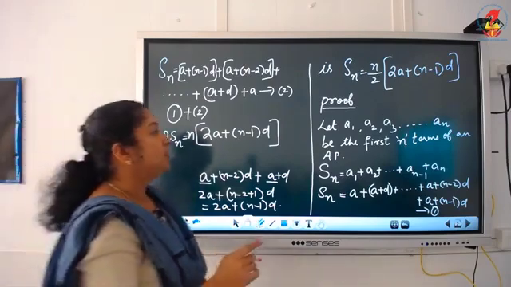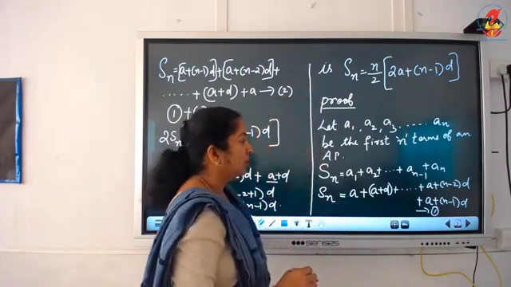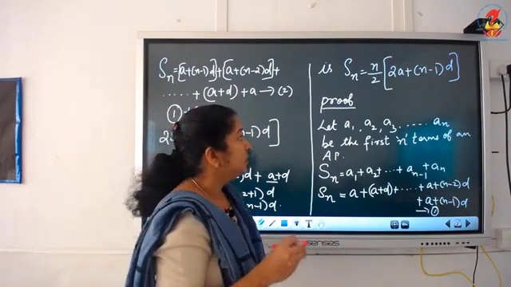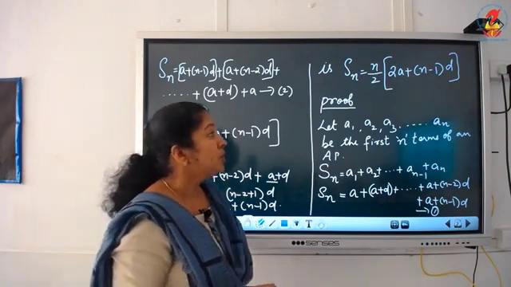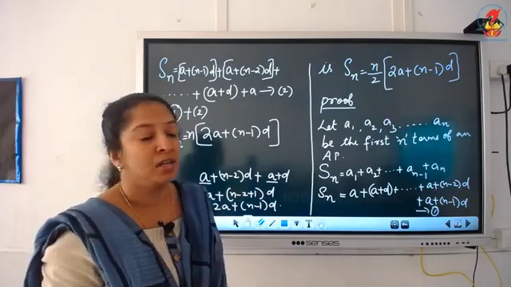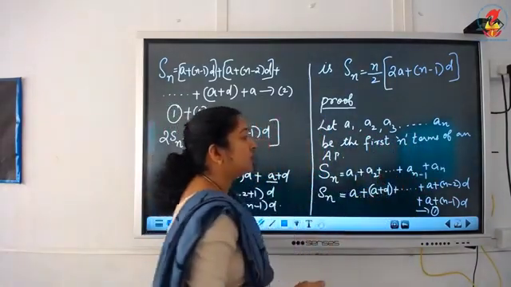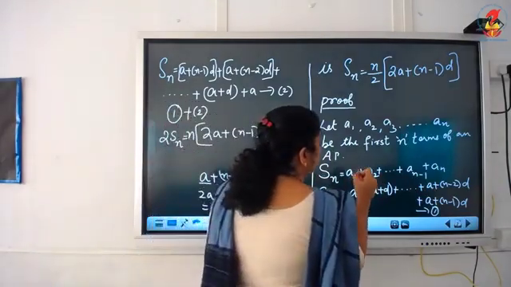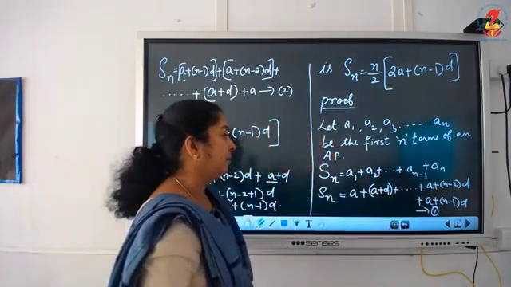I will explain up to this again. We are going to prove the sum of first n terms of an AP is Sn, which is equal to n by 2 into 2a plus n minus 1 into d. So, we have taken let a1, a2, etc. an be the first n terms of an AP. Then what we need is Sn is equal to a1 plus a2 plus etc. plus a n minus 1 plus an.